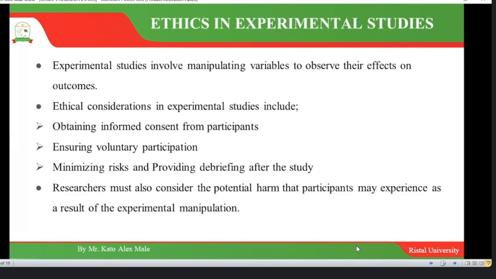Therefore, researchers must also consider the potential harm that participants may experience as a result of the experimental manipulation. You see, in experiments, we are trying to test something. We are trying to test this new drug. I gave examples of all of these topics.